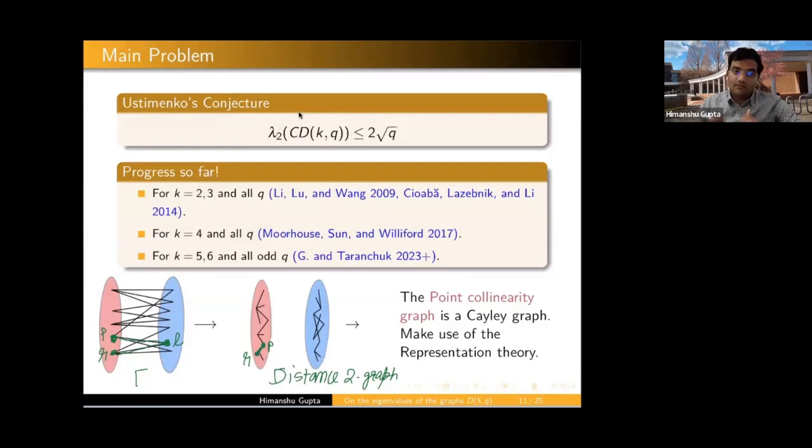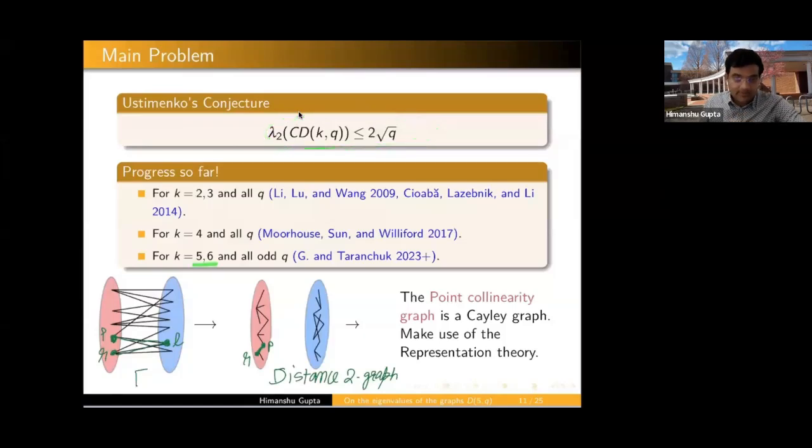So there is some way to find the spectrum of these graphs, and then somehow we can show that the second largest eigenvalue is at most 2 square root of q. In all these papers, the idea is basically this, through representation theory of finite groups. For k equal to 2, 3, and all q, the underlying group is going to be abelian. For these two cases, it's going to be non-abelian. So now I'm going to talk about some background on Cayley graphs and representation theory before going into the proof of our result. Okay. So again, our aim is to prove this conjecture.